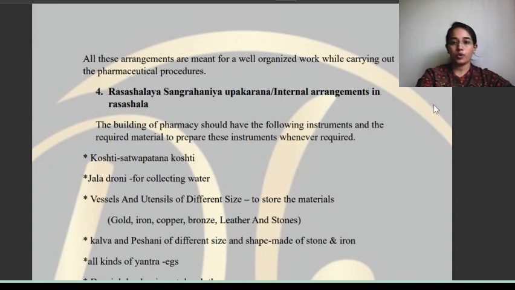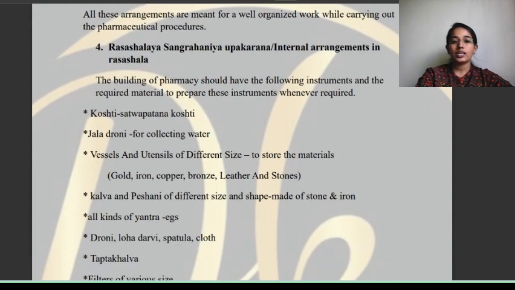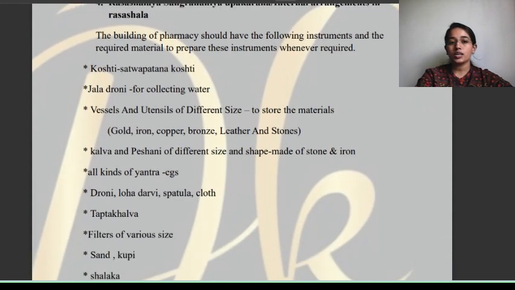And next comes the fourth point in your answer, that is internal arrangements in Rasashala, or the equipment that should be made available in a Rasashala. So the building of the pharmacy should have the following instruments and required material to prepare these instruments, whenever required. So in this section you can write whatever instruments or shastras or yantras are available in your Rasa lab.